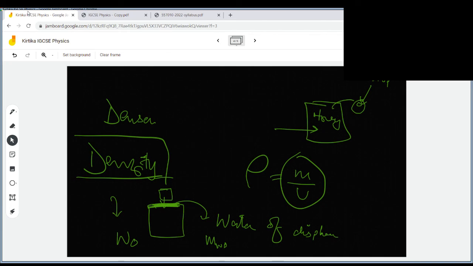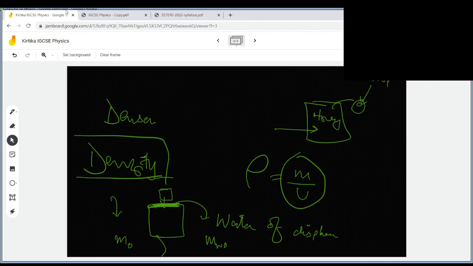If the mass of the object is greater than the mass of water of displacement, the object will sink. And if the mass of the object is less than the mass of water of displacement, the object will float. So these are the two reasons. Whichever you find easier to digest, you have to remember both, the first one being more so.